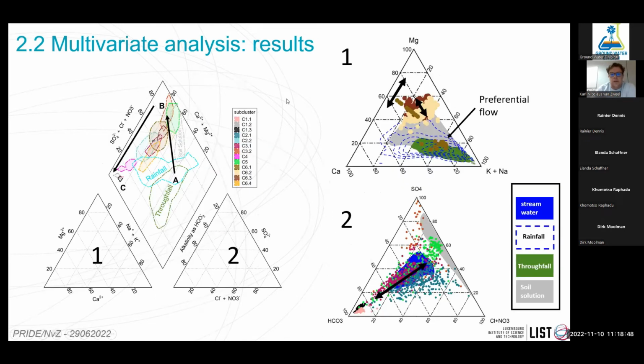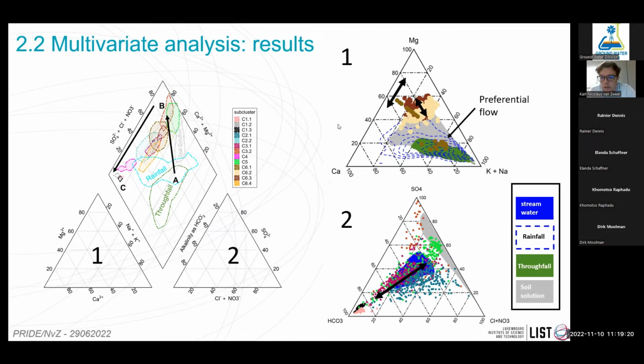So if we then again look at the Piper diagram, but we take away the dots and just look at clusters, we can look at a ternary diagram. We can discuss ternary diagram 1 first, which is the cations. What is interesting here is this gray area is 500 soil water data points. So this forms this really distinct area.